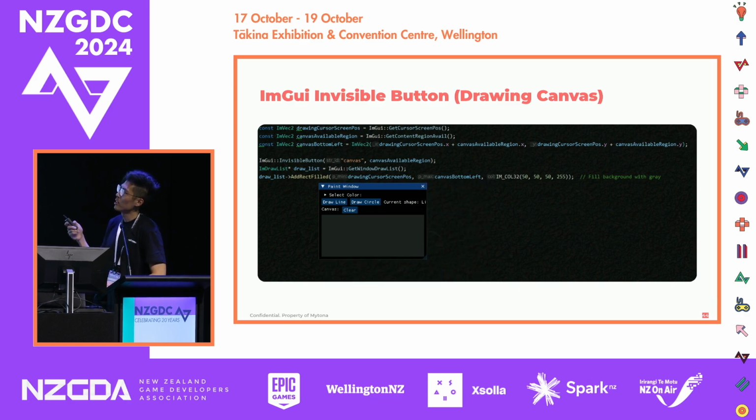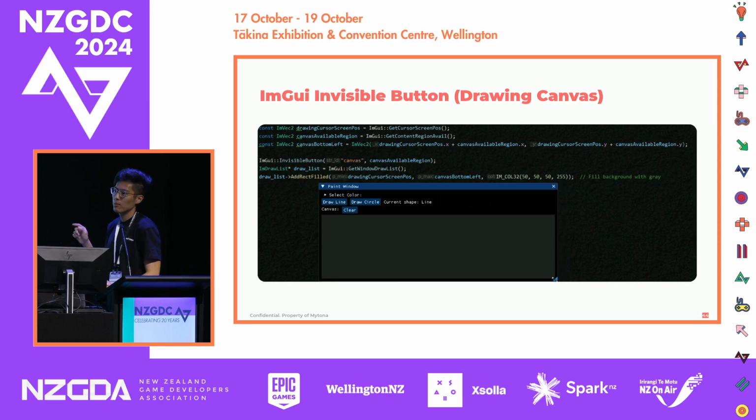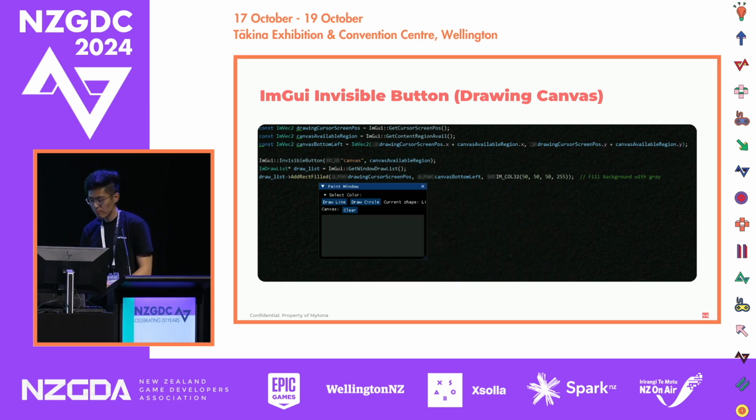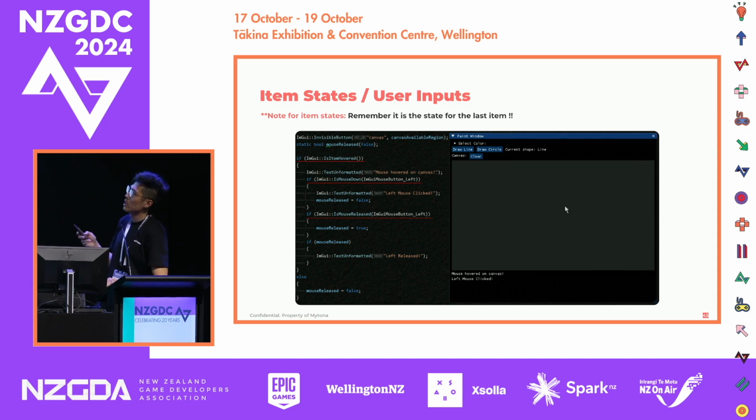An invisible button is to enable us to interact with the canvas, to record the clicking, some states and user inputs to record our mouse interaction. First, we have IsItemHovered. If you hover on the invisible button here, it's gonna return true. And if the mouse is clicked, give me a text, mouse click. If the mouse is released, give me a text, button release. We're gonna use this to get the start and end position to draw a stroke.